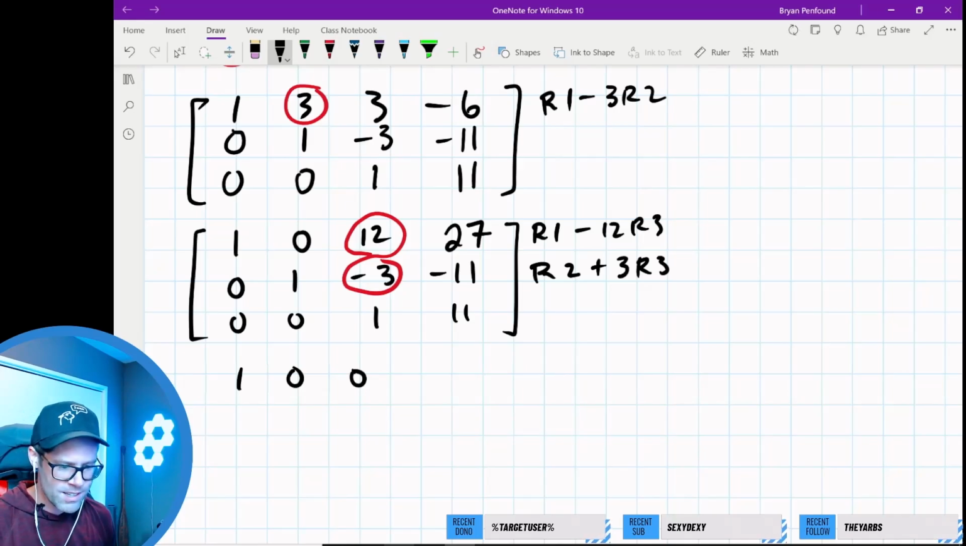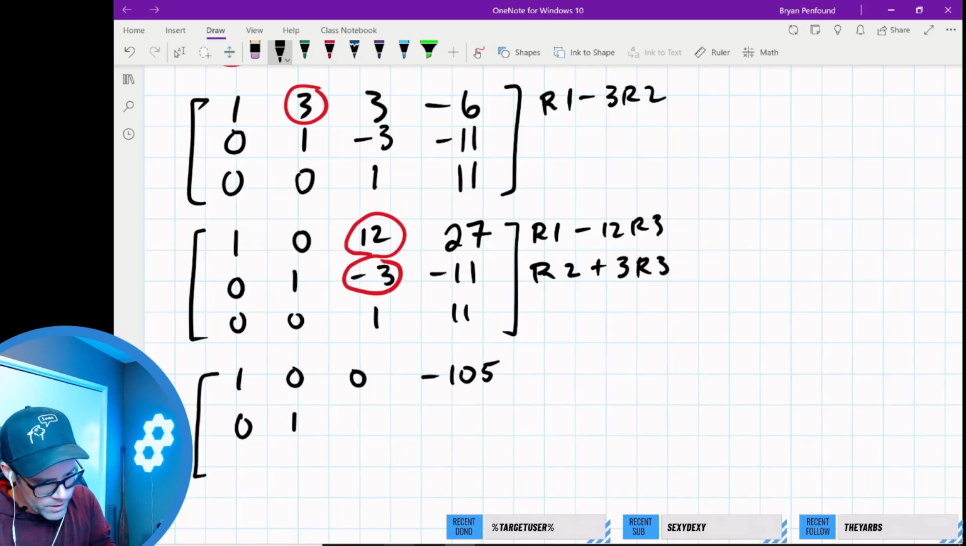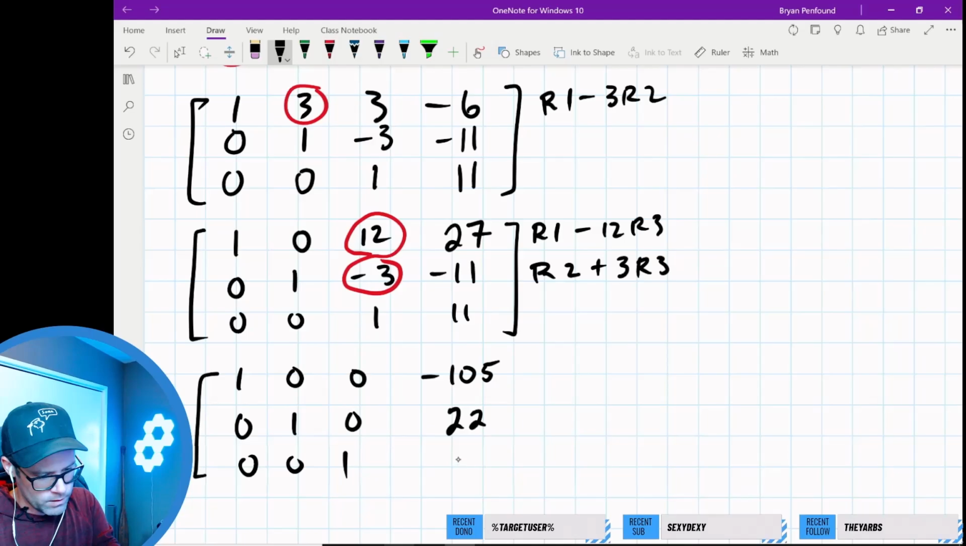Oh gosh, 27 take away, wait, 27 take away 12 times 11. Woof. -105. That seems a little wild. 0, 1, 0, and then we do -11 plus 33. So that'll be 22. That one's more tame than the 105. And then 0, 0, 1, and 11.